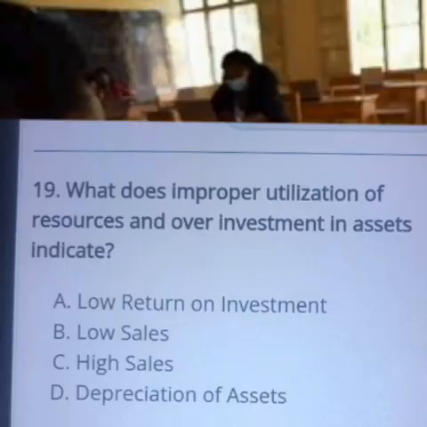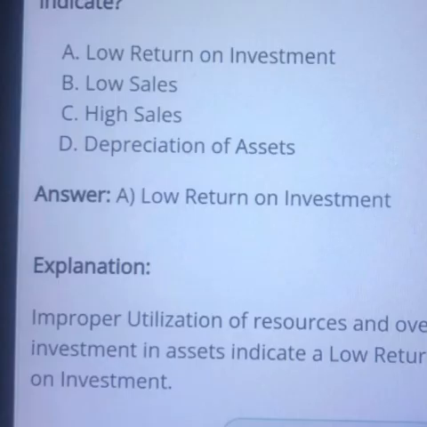Question number 19. What does improper utilization of resources and overinvestment in assets indicate? A. Low return on investment. B. Low sales. C. High sales. D. Depreciation of assets. The true answer is A. Low return on investment.